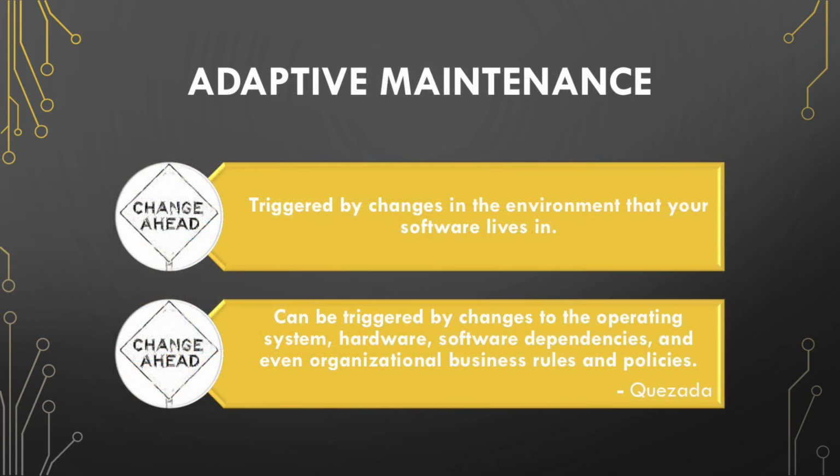Another common type of software maintenance is adaptive maintenance. Adaptive maintenance is triggered by changes in the environment that your software lives in. Adaptive maintenance can be triggered by changes to the operating system, hardware, software dependencies, and even organizational business rules and policies. These modifications to the environment can trigger changes within other parts of your software. For example, updating the server, compilers, or modifications to shipping carriers and payment processors can affect the overall functionality of your software.